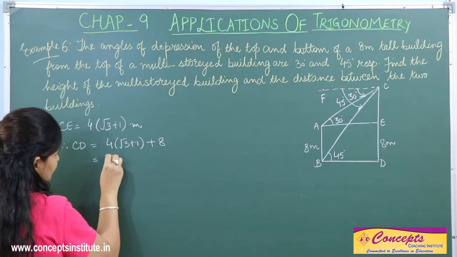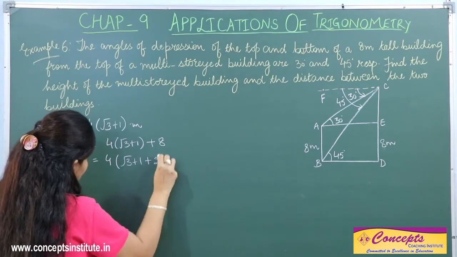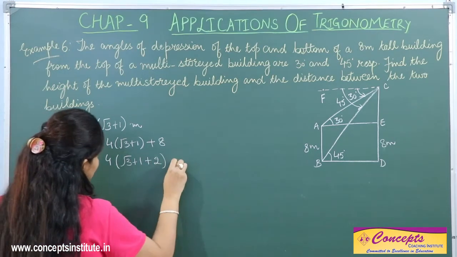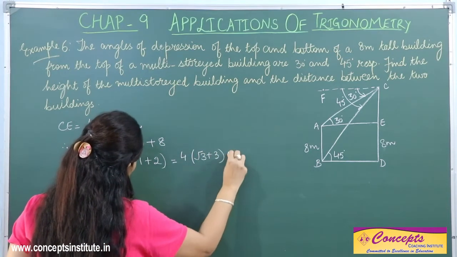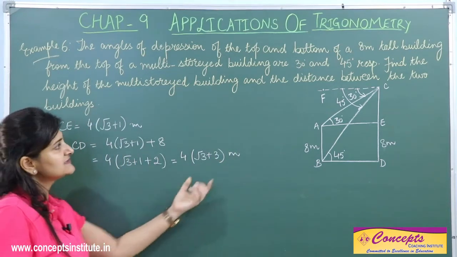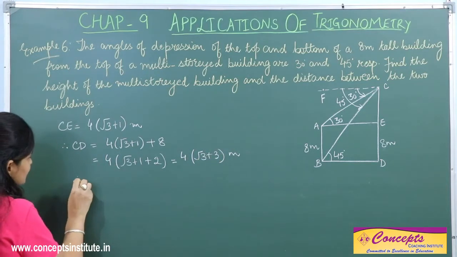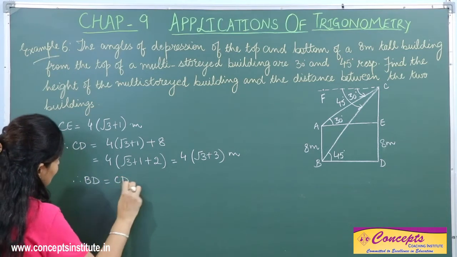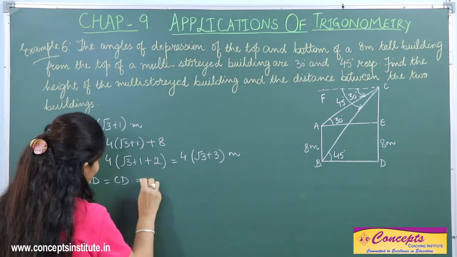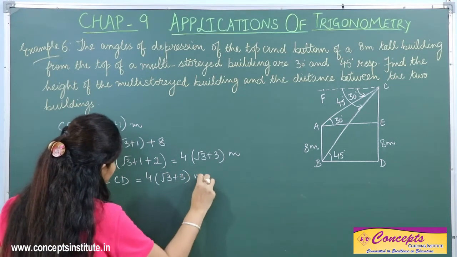Now we can take out 4 common from both, so it would be root 3 plus 1 plus 2, because 4 2s are 8. So that gives me 4 into root 3 plus 3 meters. So this is the height of CD. Now I am also interested in finding out BD. So if you look at your previous notes, you would see that BD was equal to CD. So BD would also come out to be 4 into root 3 plus 3 meters.